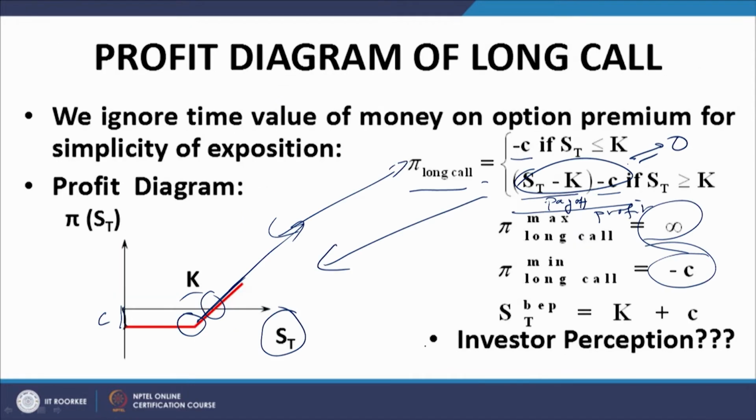Now, let us briefly touch on the investor perception. When we were talking about the long call, the profit was unbounded, and I also mentioned that there is a one-to-one correspondence between the price of the underlying and the value of the call at maturity if ST is greater than K. And that means what? That means higher the stock price at maturity, higher is your profit, and therefore what is the investor perception when he takes a long call position?